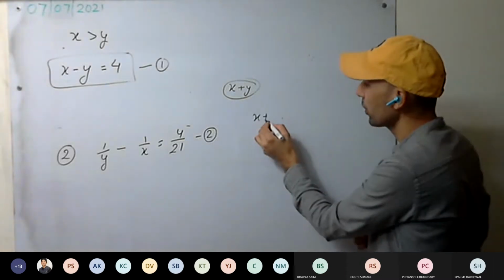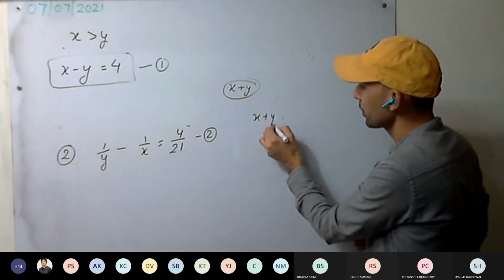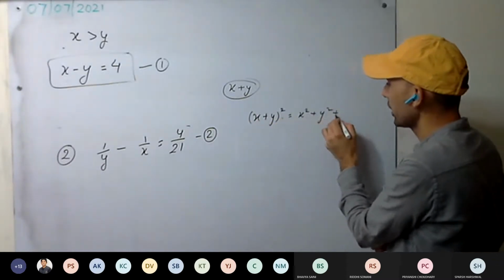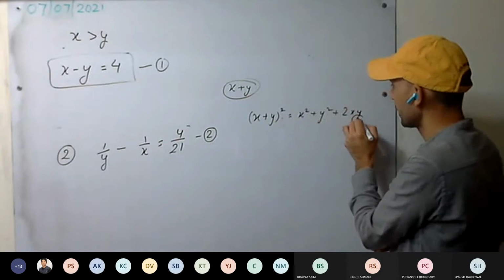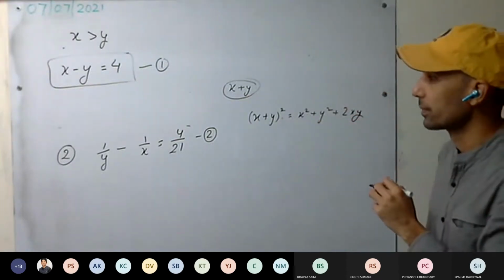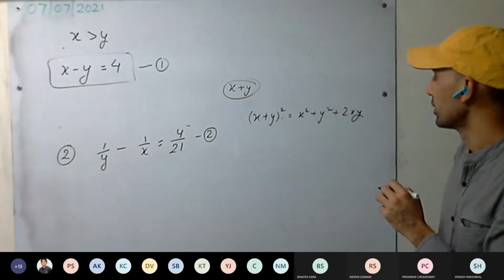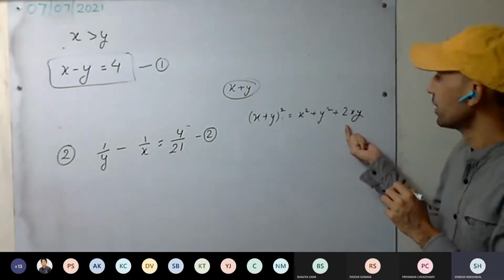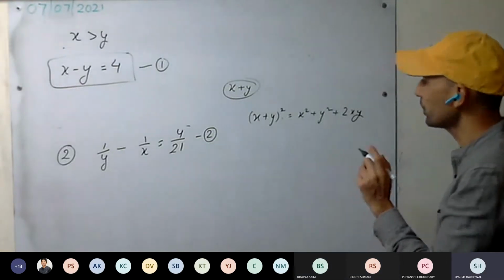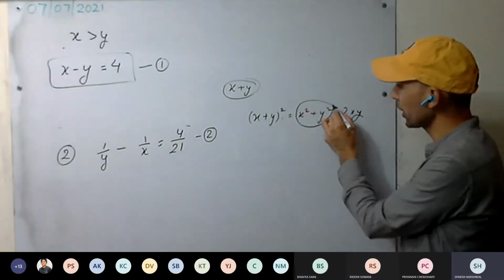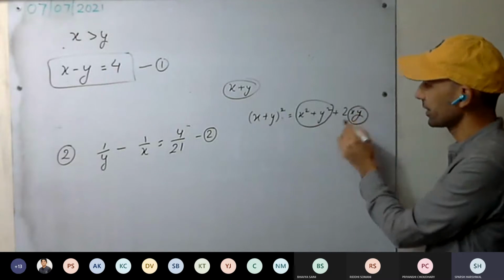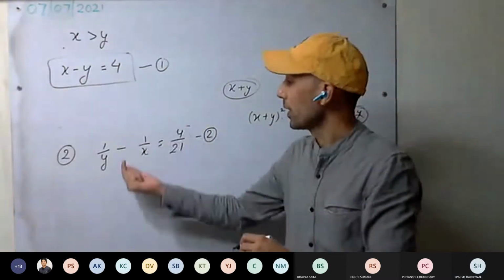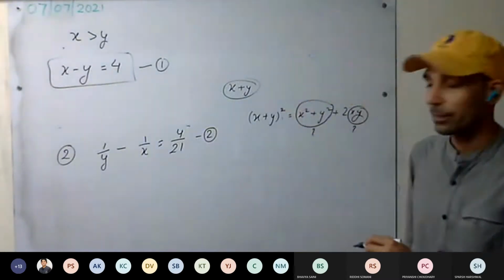Okay, do we all remember? Do you remember? x plus y whole square equal to x square plus y square plus 2xy. Do you remember something like this? Yes, sir. Okay, so you need to find first the value of x square plus y square and xy. These values we require. So xy, can we calculate from here?